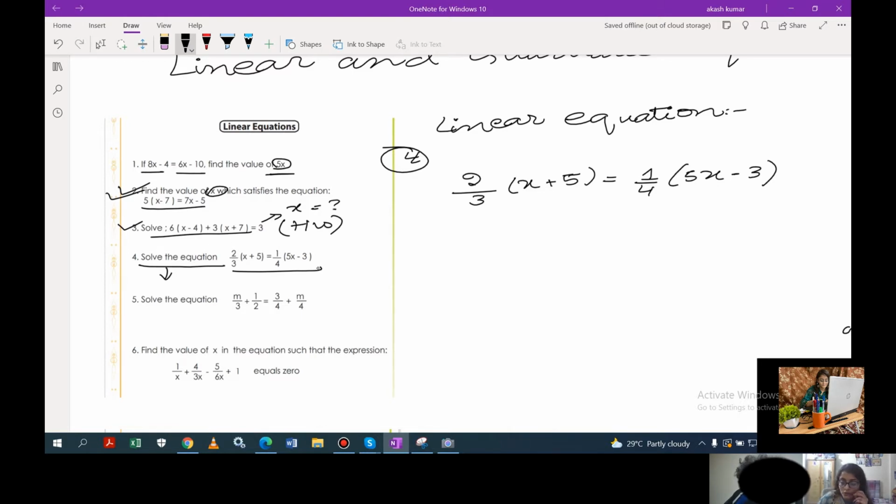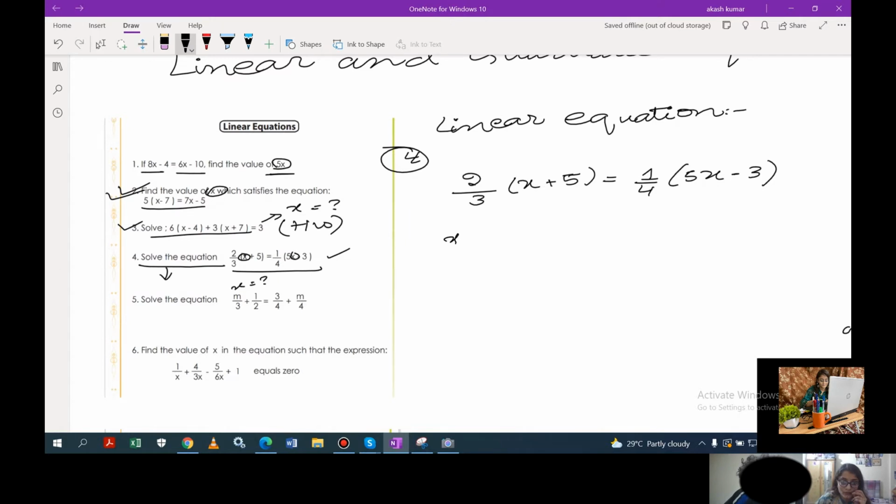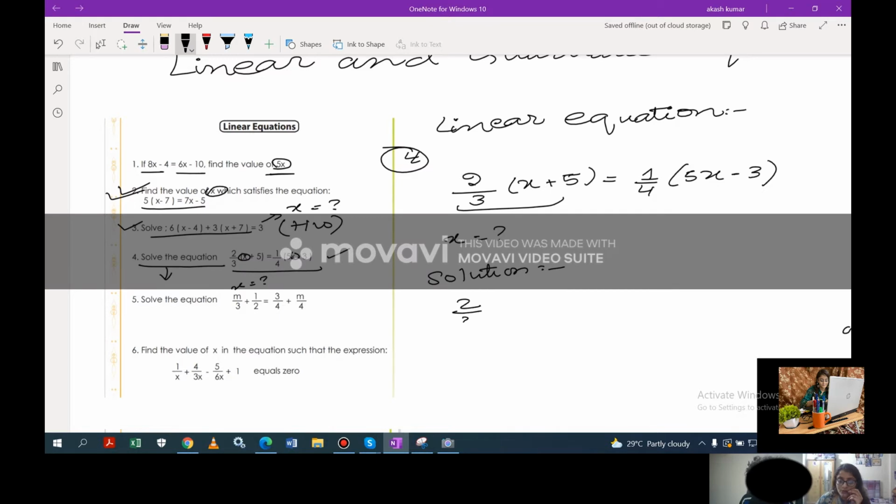Whenever it is asked to solve the equation, you have to look out for the variables in the expression. Like in this expression, we have the x variable, so we have to solve for x. Is it clear? Yeah. Okay, so we have to again find the value of x. 2 over 3 (x + 5) equals 1 over 4 (5x - 3).